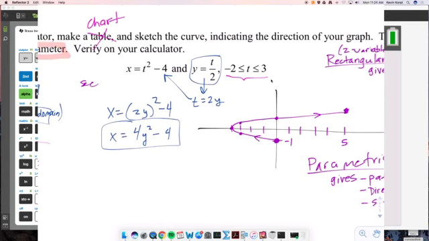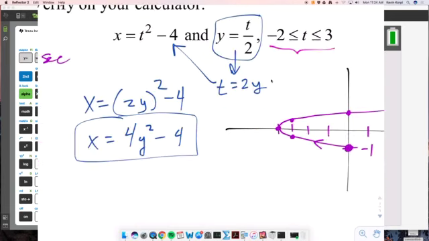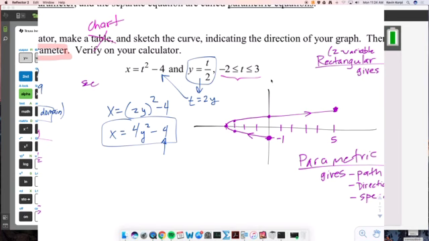So if you had studied conics, this would be a real recognizable equation for you. And notice the -4 doesn't move it down 4. It actually moves the vertex left 4. Okay, so anyway, there it is.